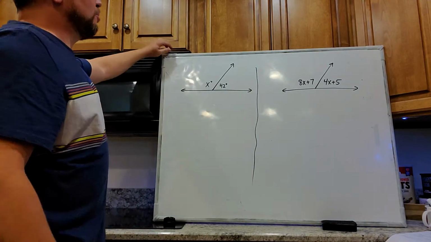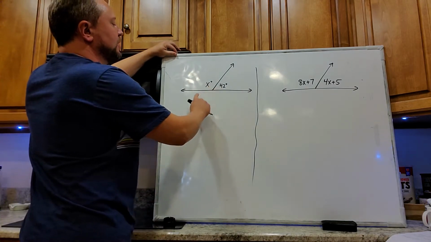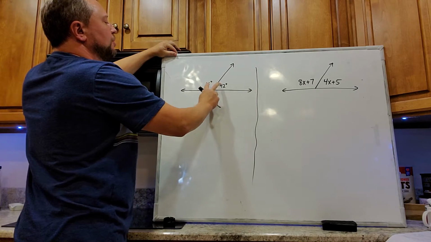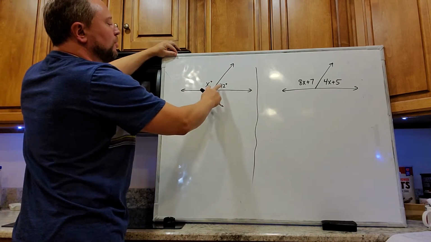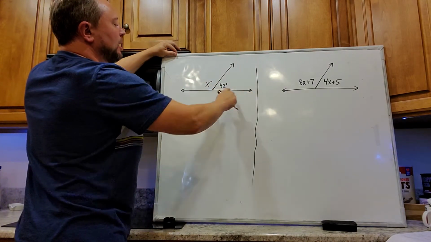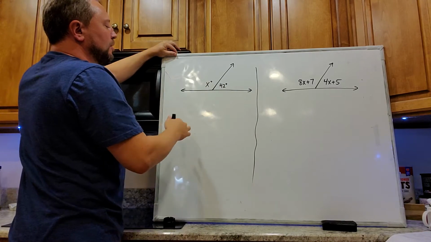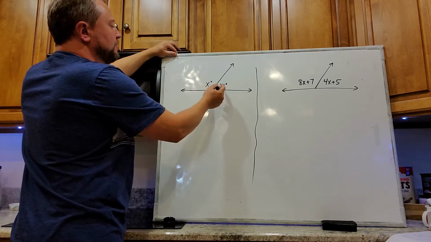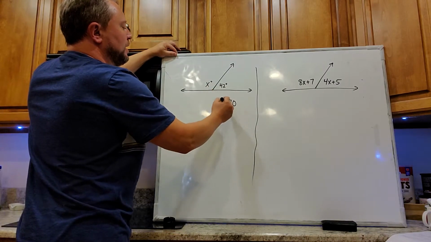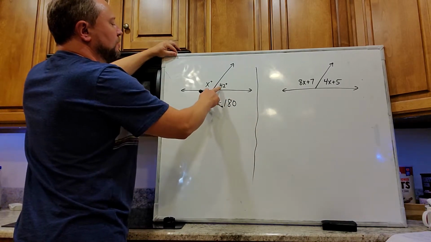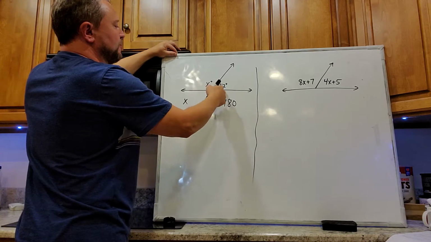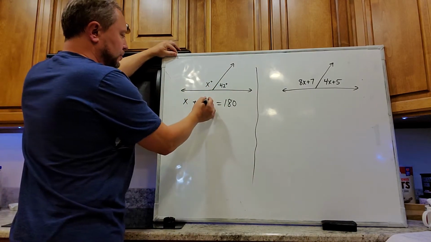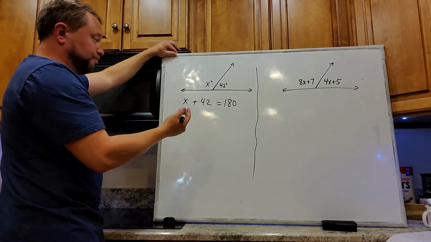Here's an example where we might utilize that. You can see again we've got our straight line. Here's a ray splitting it up into a couple of angles. So when they're side by side and they form a line, this is a linear pair. So according to that theorem we just talked about, that means that these two should add up to 180. So all I have to do then is say in this problem, x plus 42 equals 180. Okay, that's a very simple problem.